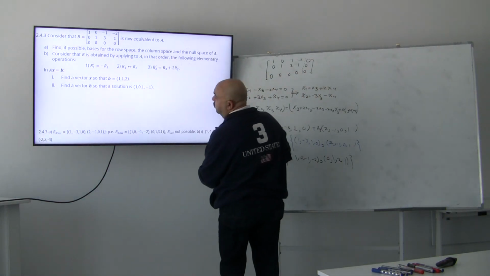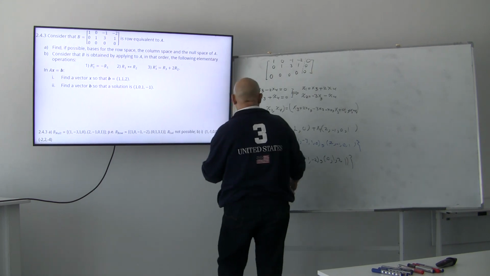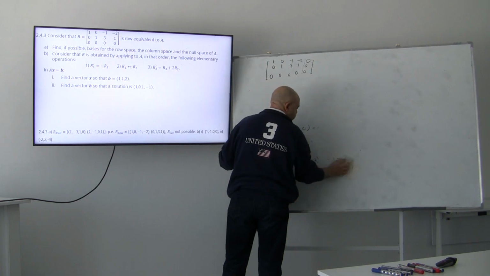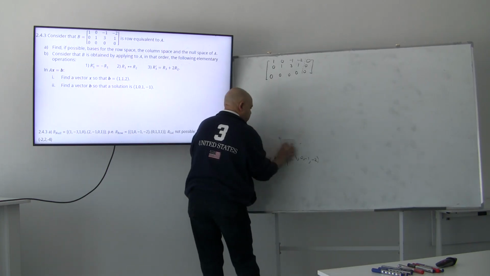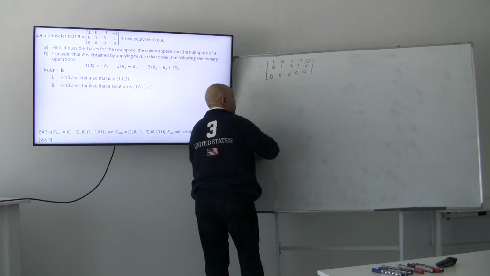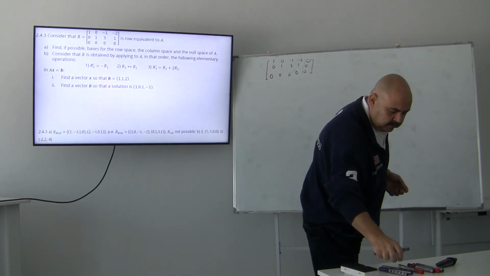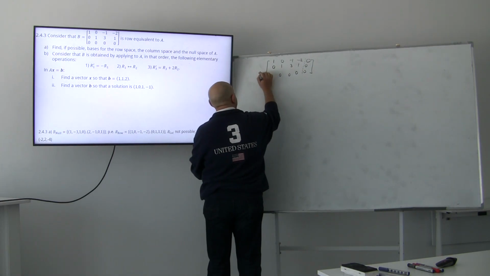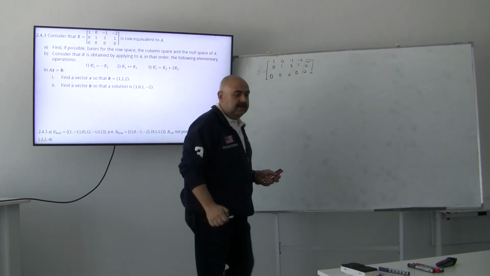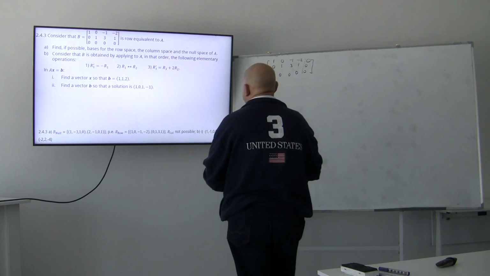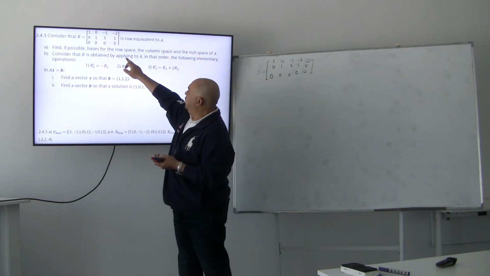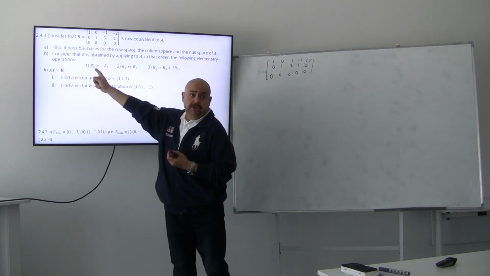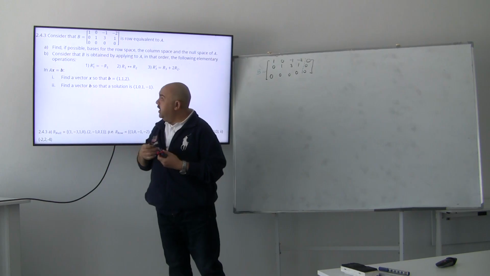Let's read for B. Consider that B matrix. Okay. Continue. Consider that B is obtained by applying to A in that order the following elementary operations. We already talked about that before. So this is the B matrix. And we got the B matrix from B is obtained by applying to A in that order the following elementary operations.